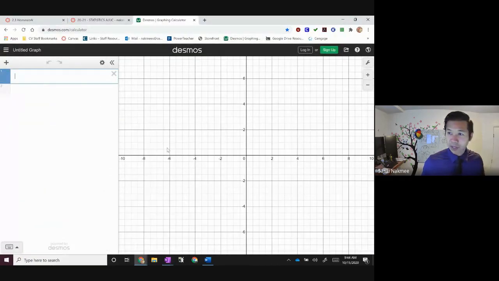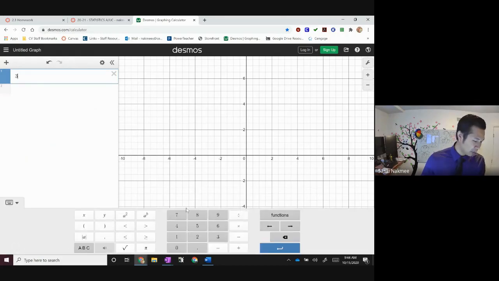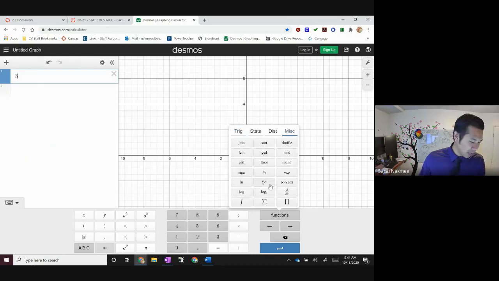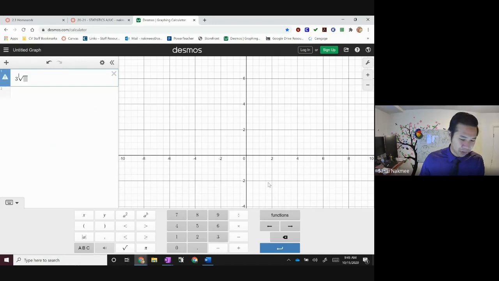We were starting off with 3 times the 5th root, which, by the way, if you ever don't know how to type in the higher power roots, there's a button over here that has functions, right? You can go into miscellaneous, and there's the nth root right there. So if you ever need to type in a 6th root or a 5th root, you just click on that, and it'll have the cursor there automatically.